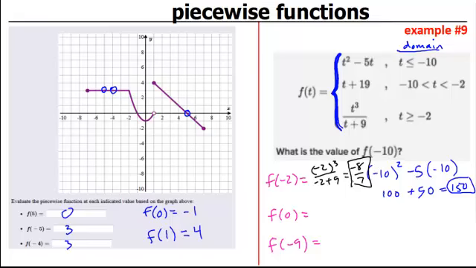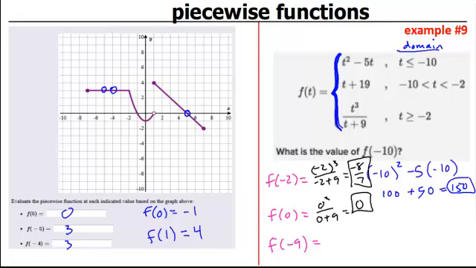Okay, what about 0? Where does 0 fall? Again, the bottom, right? 0 is greater than or equal to -2. It's to the right of that. So when we plug that in, we get 0 cubed over 0 plus 9. 0 divided by 9 is just 0.